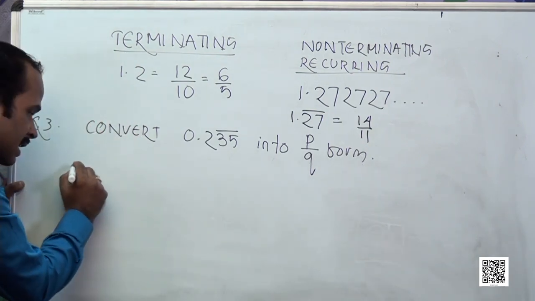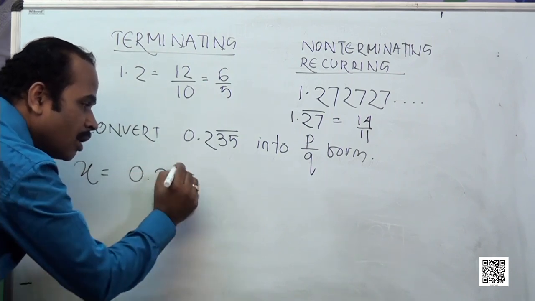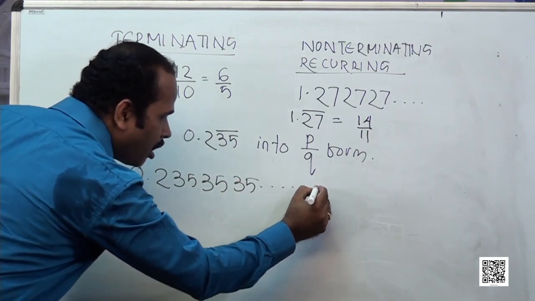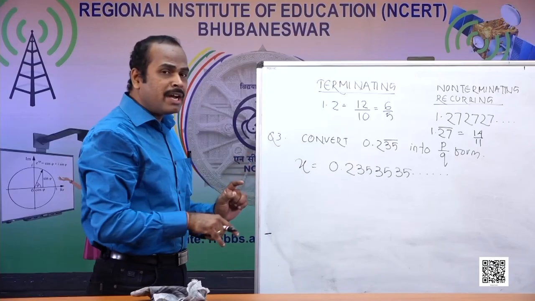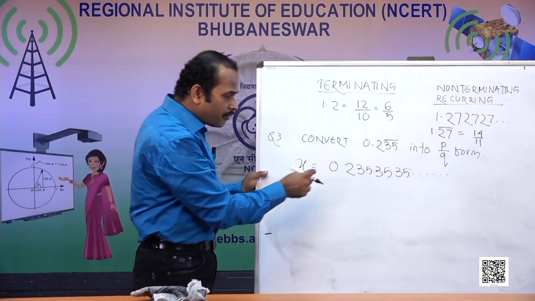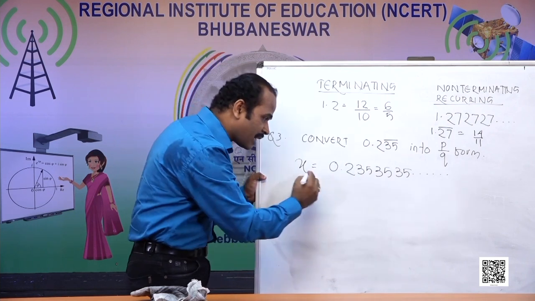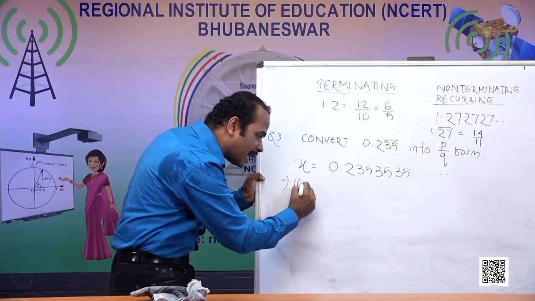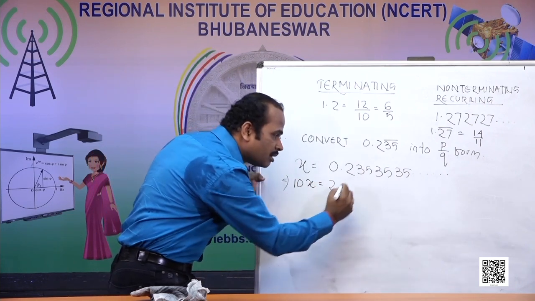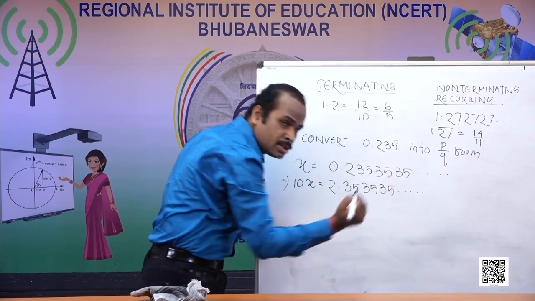Let us see again. Let us declare x equal to 0.235, where 35 is repeating. So I can write 35, and so on. That means 35 is continuing. Now, how many digits after the decimal are not repeated? You can observe there is only one place, that is 2, which is not repeated after the decimal part. So in such case, we can bring this 2 to this side by multiplying this x by 10. When I multiply 10 to this x, I will find it is 2.353535 and so on. Yes or no?